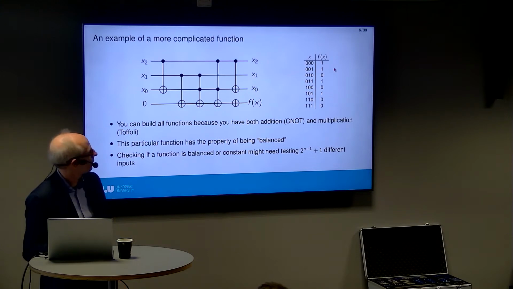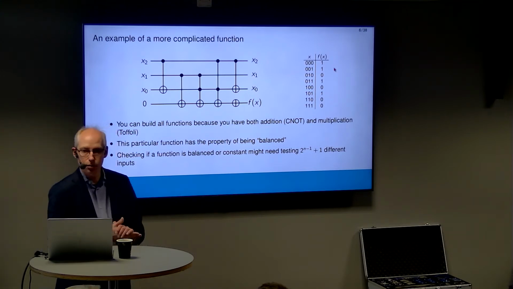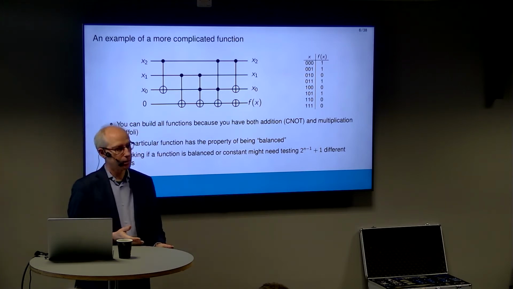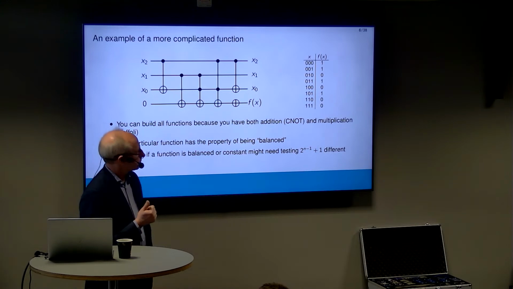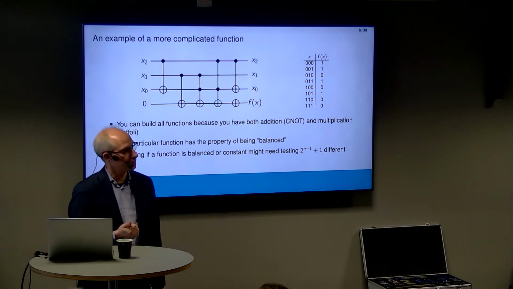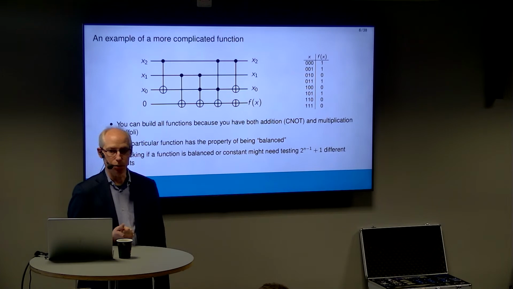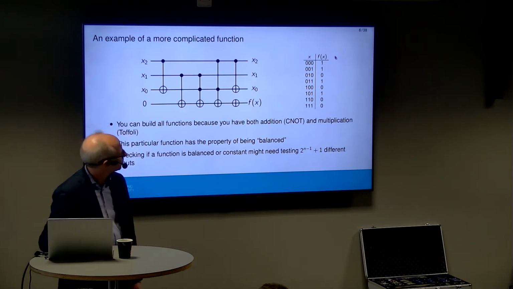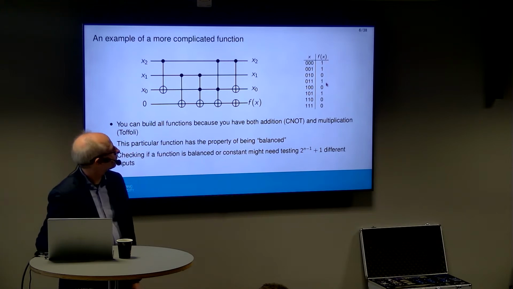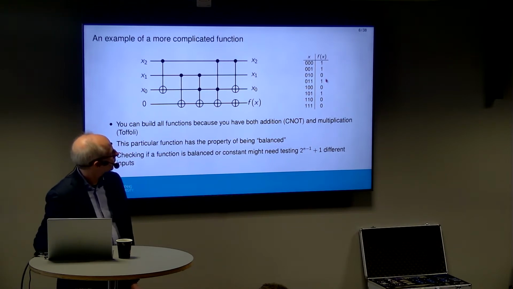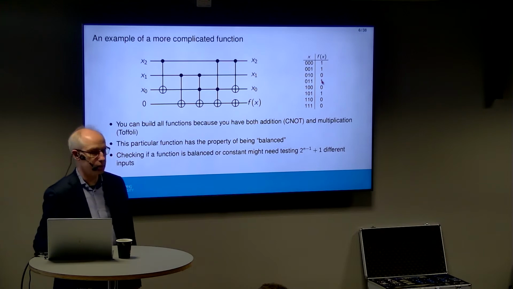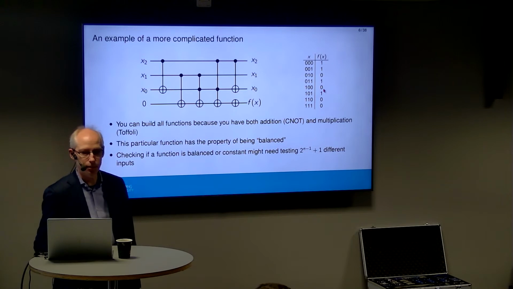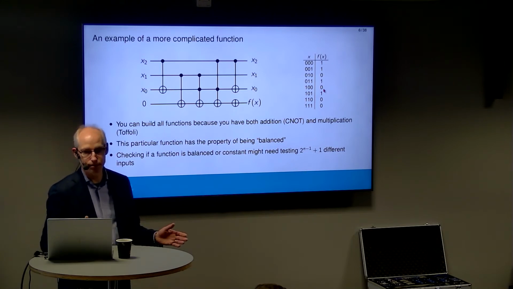Yeah? And now here's a task for you, which turns out to be pretty difficult. You have an unknown function, and you want to decide whether the function is balanced or constant. How many function calls do you need? Well, you need to test 1, 2, 3, 4, and even if you get 4 1s here, you still don't know if it's balanced or constant. You need to test 1 more. So half of the possible inputs.